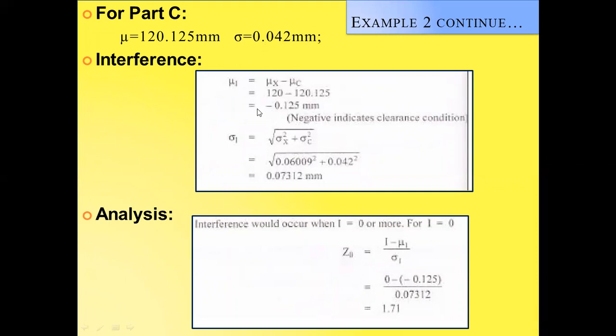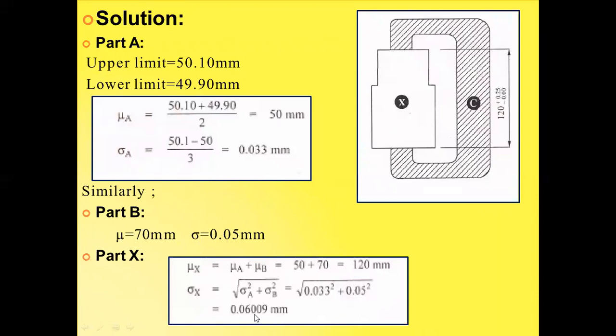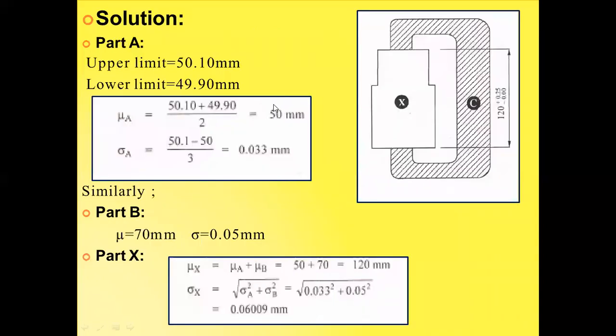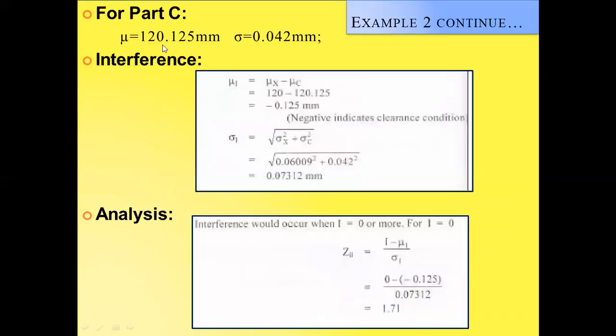Therefore, we have to calculate the interference. Interference means what? Mu 1 is equal to mu X minus mu C. Mu C we have calculated as 120.125 and mu X is nothing but 120. So here the arithmetic mean for X is 120 and the arithmetic mean for part C is 120.125. So we will get minus 0.125 mm as the interference. So that negative value indicates the clearance condition.